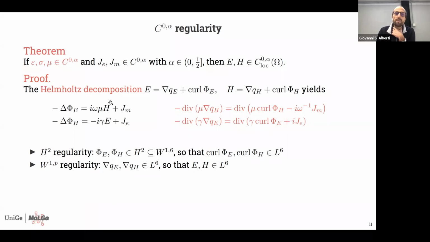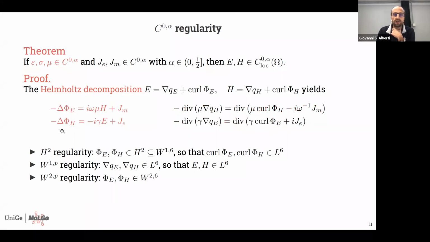So now the idea is that I go back to the PDEs on the left, and since E and H are in L6, it means that these two right-hand sides are in L6, and again, this time applying W2P regularity, so not anymore W22, but W2P, I gain a little bit in the regularity of phi E and phi H because now they will be in W26. But being in W26, it means that the curls are in W16, and by Sobolev embedding, it means that the curls will be in C0 1/2.